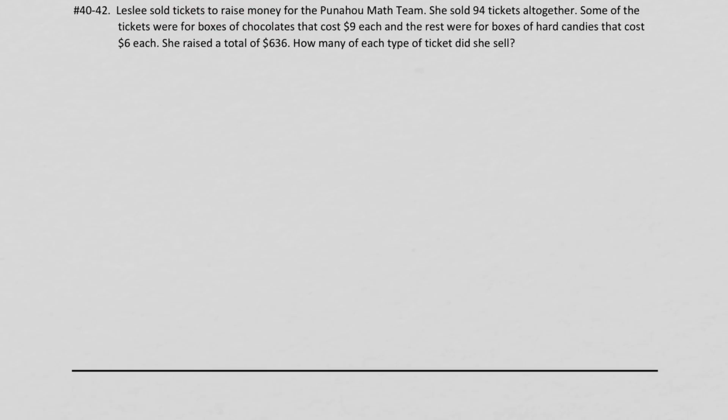Okay, Leslie sold tickets to raise money for the Punahou math team. She sold 94 tickets altogether. Some of the tickets were for boxes of chocolate that cost $9 each, and some for hard candies that cost $6 each. She raised a total of this much money. Let's start with defining our variables. Because they're selling tickets for chocolate and hard candies, I'm going to say C equals the number of chocolate tickets, and H equals the number of hard candy tickets.